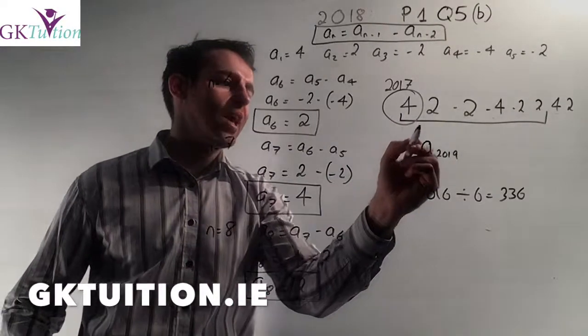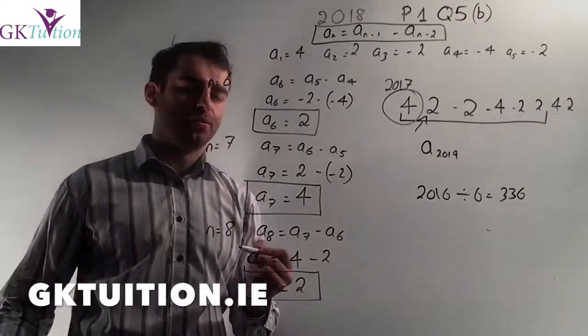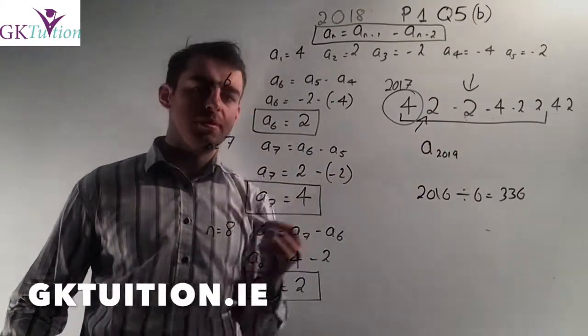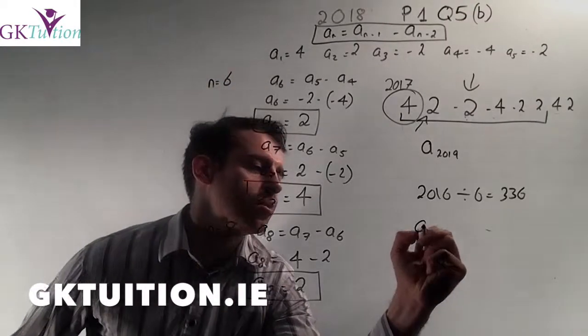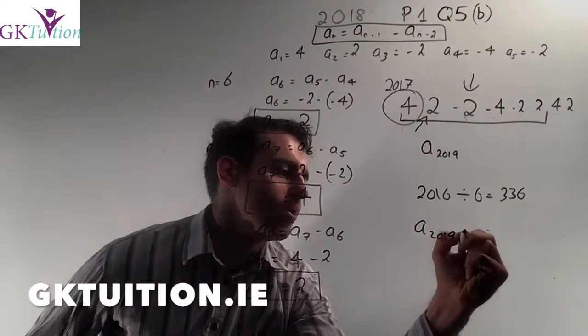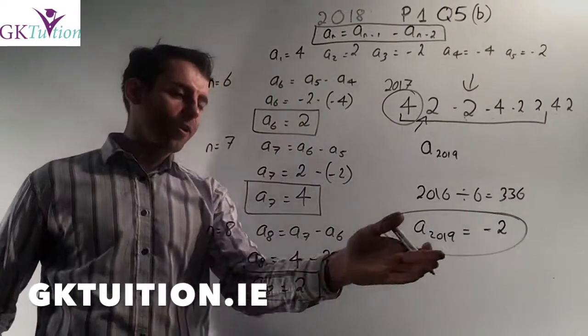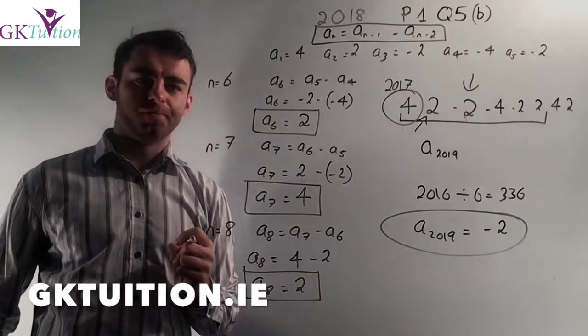The 2018th number will be a 2. And then that means that the 2019th number will be minus 2. So you can just use that logic and you can say that the 2019th number is going to be minus 2. And that's your final answer for A2019.